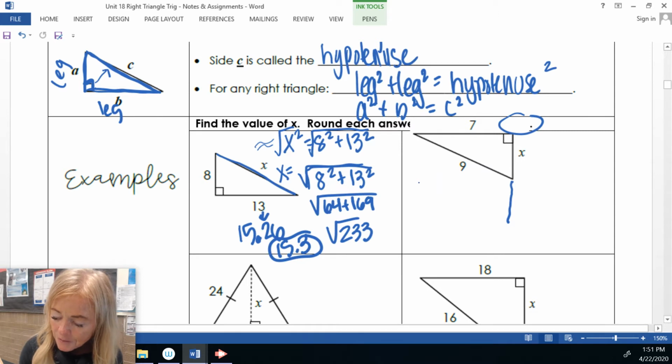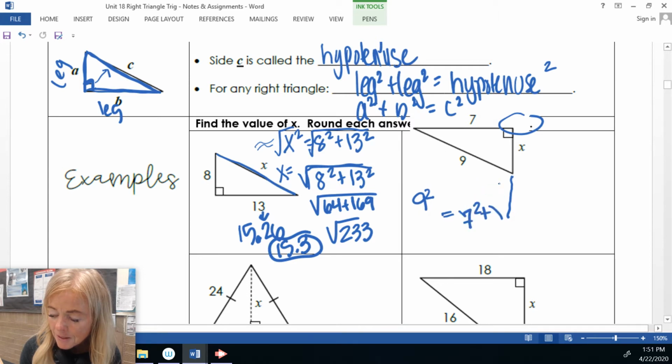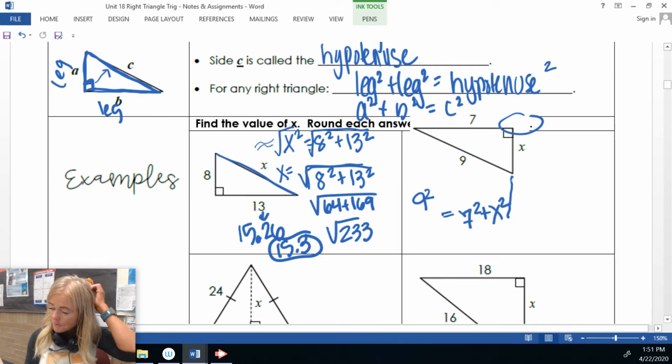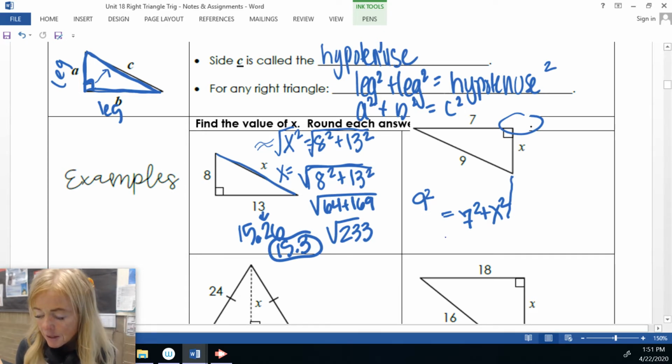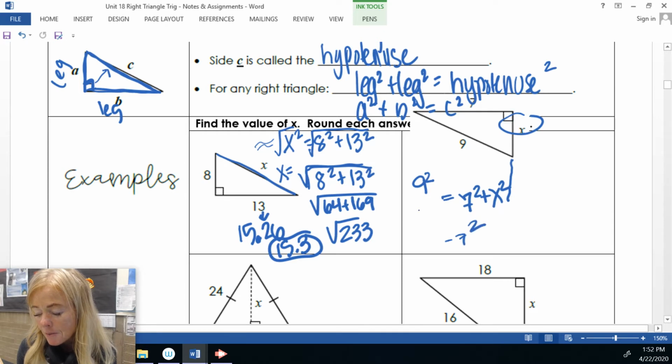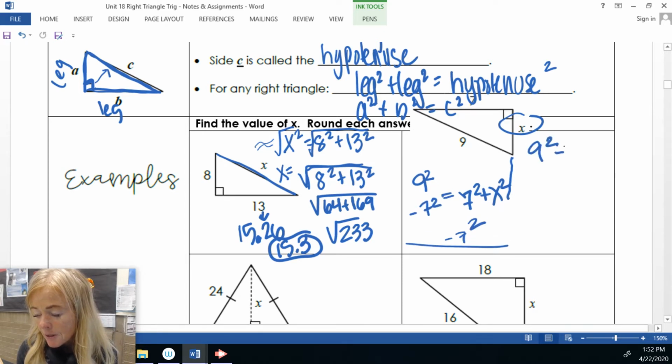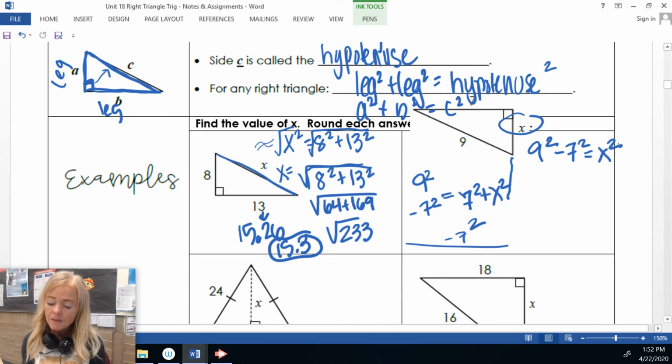So you have 9 squared, the hypotenuse, is equal to 7 squared plus x squared. Anyway, you're going to subtract 7 squared from both sides, and you end up with 9 squared minus 7 squared is equal to x squared. Okay, and that gets everything on one side, and then we square root.